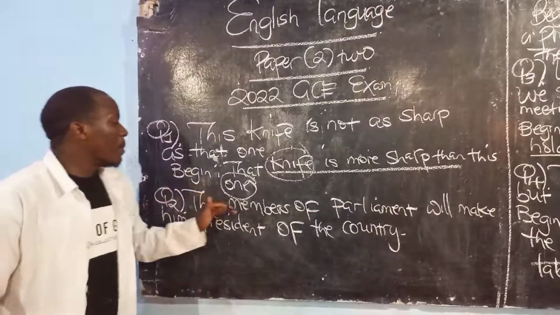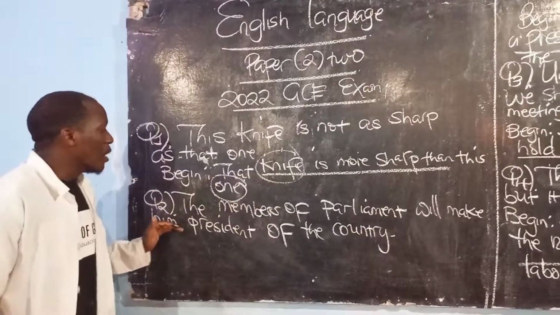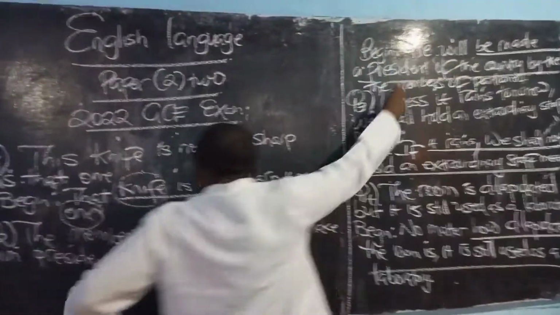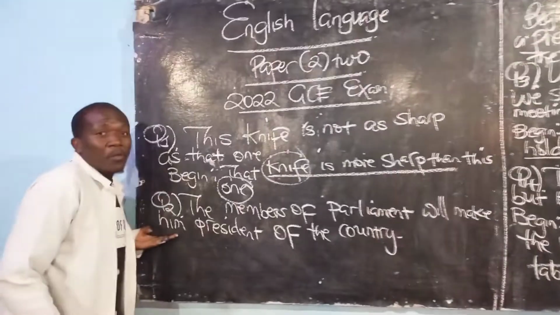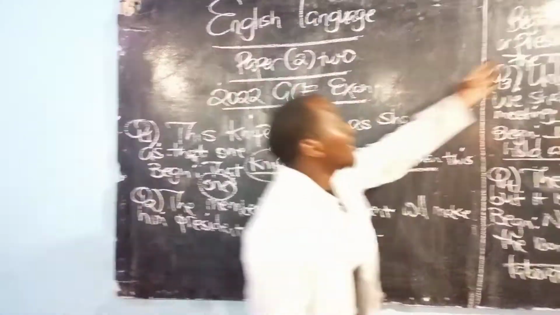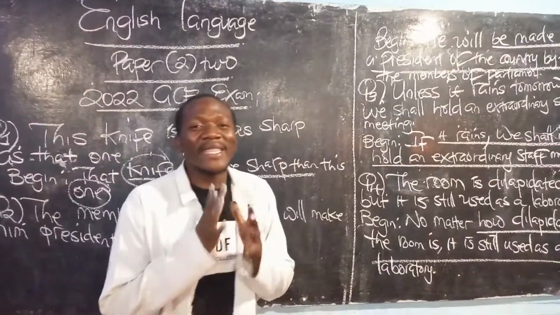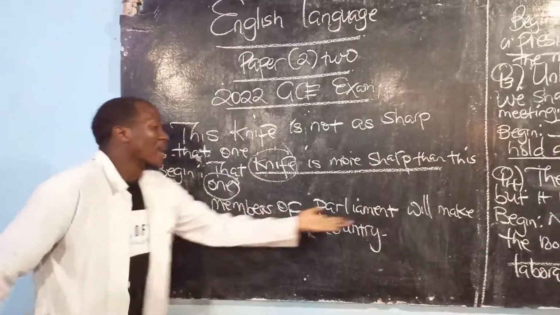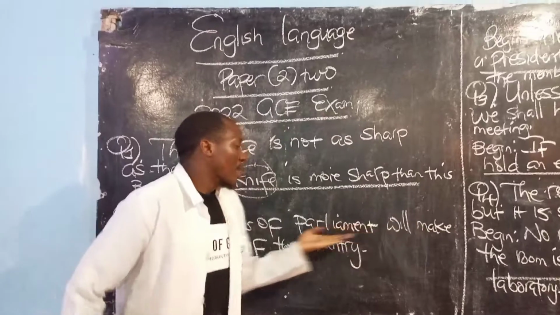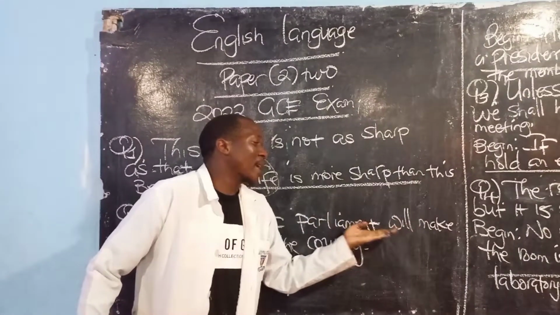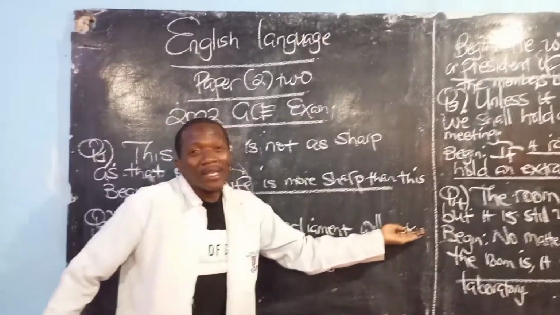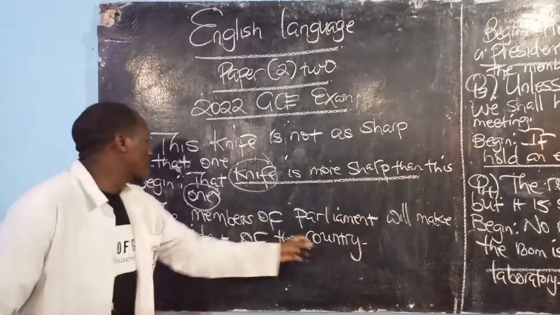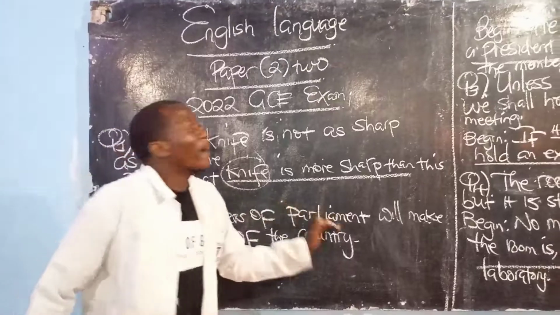Question 2. The members of parliament will make him president of the country. So when we talk about he, it's coming from the word him, which is a pronoun. Now, this will is describing the exact action that will be done. So we're going to say he will be, then make turns into made. He will be made president of the country by the members of parliament.